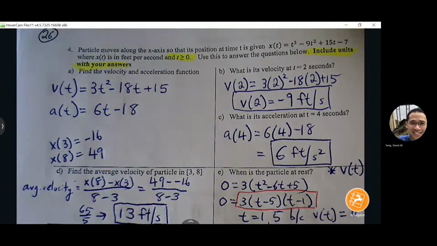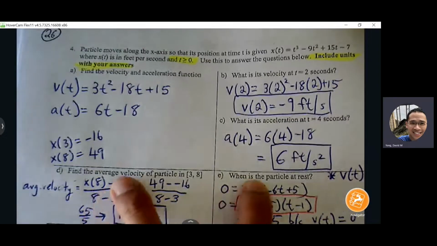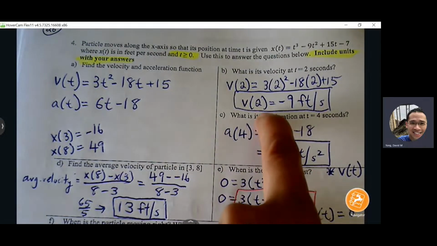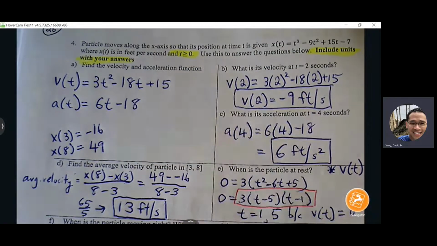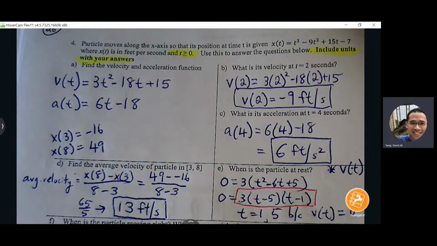Talked about how we get to velocity and acceleration function easily just by taking the derivative twice, right? First derivative is always velocity if we're starting with position, and then your second derivative is your acceleration. A, B, and C were pretty straightforward. After we found the velocity and acceleration, we can evaluate the velocity at a specific time. So insert 2 in for t for the velocity function, and we will be able to get the velocity at that moment in time.